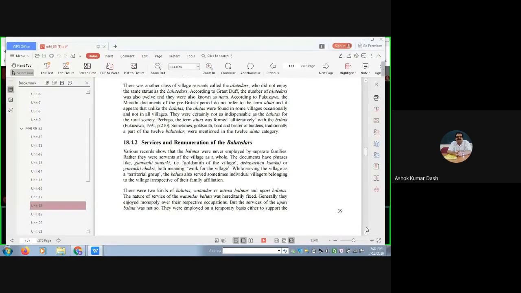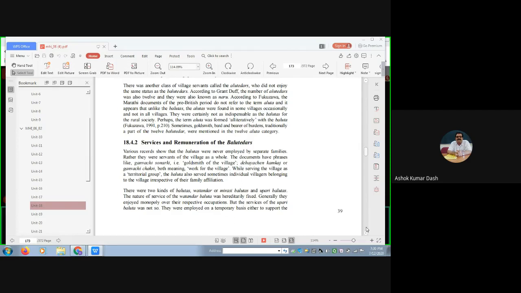And similarly, Upari Baluta, those who are actually not hereditary, not permanent, they were temporary. These Upari Baluta were temporary. Therefore, the remuneration and the amounts they used to receive was not fixed. Therefore, they don't get a fixed amount of revenue as compared to the Vatandar Balutas. And as a result, we see there is a difference between Vatandar or hereditary Balutas and those Balutas who are doing the work on the basis of Upari. Upari means temporary. And therefore, they were employed on a temporary basis, either to support the village.